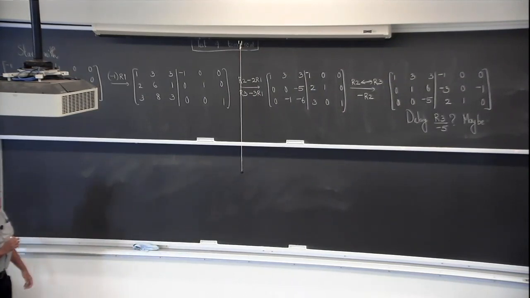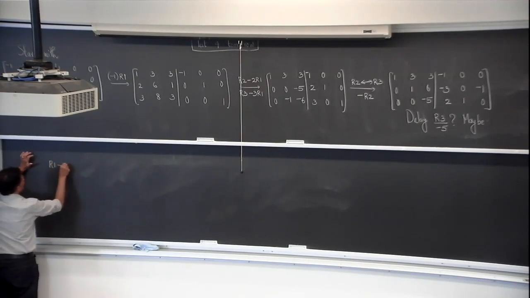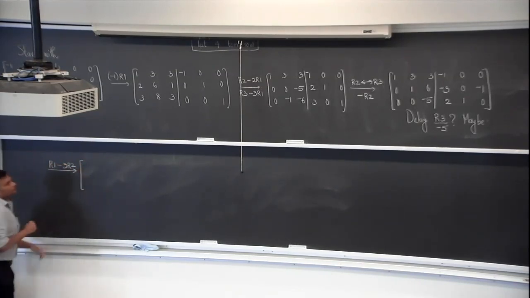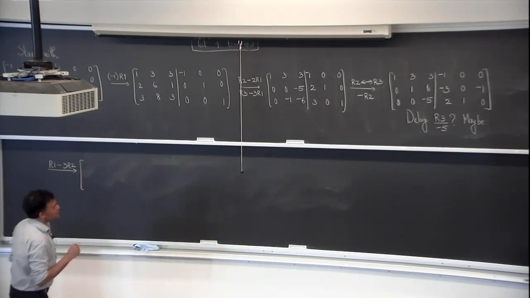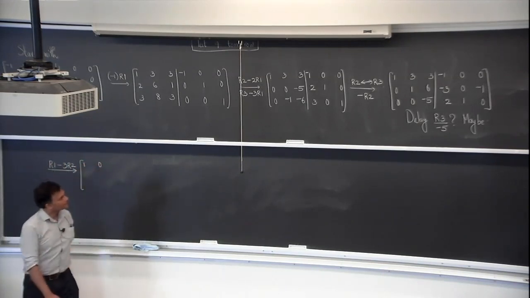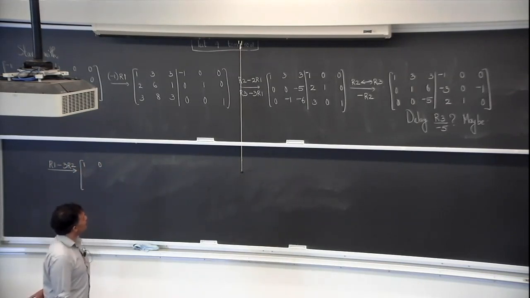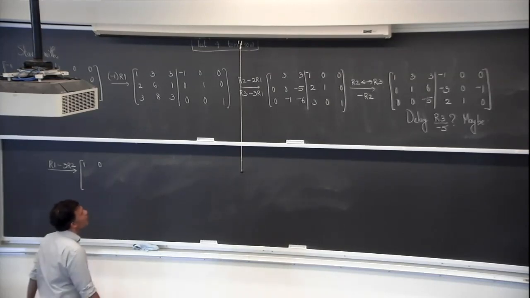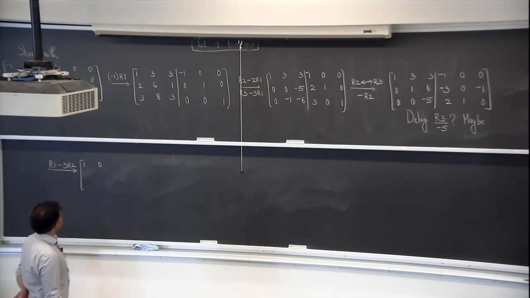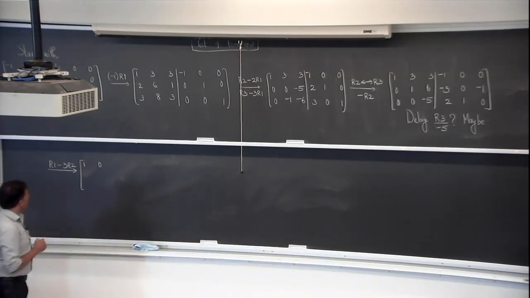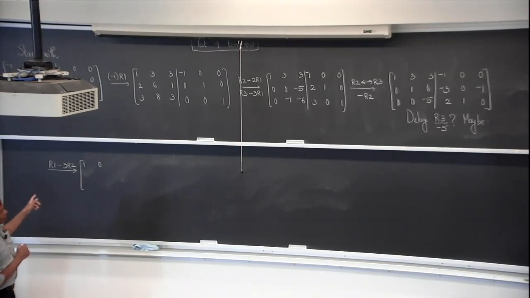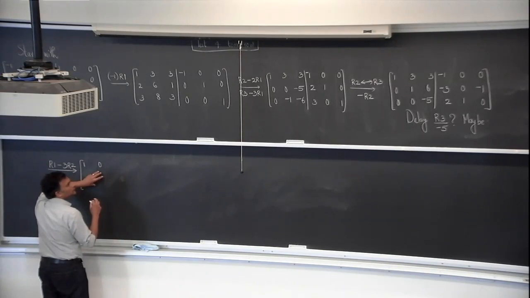So now what I'm going to do is try to create zeros at the other positions. So maybe R1 minus 3R2. One, 0. How did I get that 6 there? -5. Oh, that thing went up there. Okay. All right. R1 minus 3R2, 1, 0, -15.